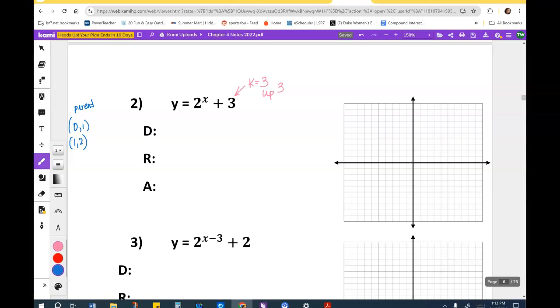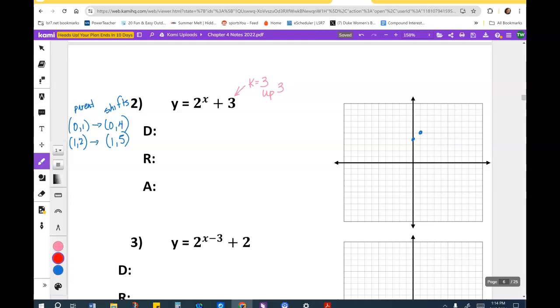That means my y values are always going up 3. So after it shifts, I'm going to have 0, and then 1 plus 3 is 4, and 1, and then 2 plus 3 is 5. So the x values aren't changing at all because I'm not going left and right, but because I'm going up and down, my y values are going to go up. I'm adding 3 to my y values. So it's going to be 0, 4, and 1, 5.